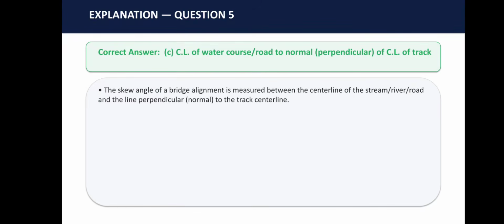Explanation. The skew angle of a bridge alignment is measured between the center line of the stream or road and the line perpendicular to the railway track center line.